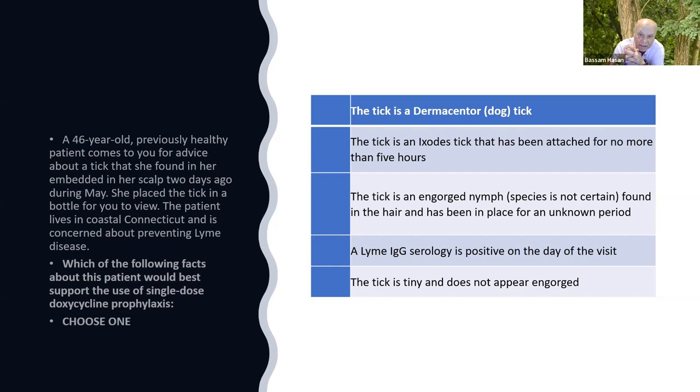The tick is tiny and does not appear engorged, so it hasn't been there long enough to really cause a disease. So the only indication in these is number three: the tick is an engorged nymph, found in the hair and has been in place for an unknown period of time. So we don't know how long, but it is engorged. The key word here is engorged, which means it has been there for a while.